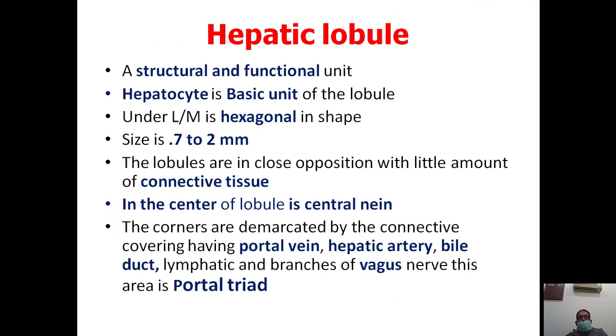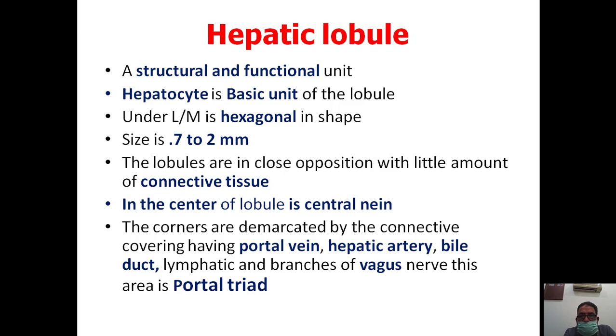What is the hepatic lobule? A structural and functional unit. Students should remember that the hepatic lobule is the functional and structural unit of the liver. Hepatocytes are the basic unit of a lobule. Under light microscopy it is hexagonal in shape. The lobule size is about 0.7 to 2 millimeters.